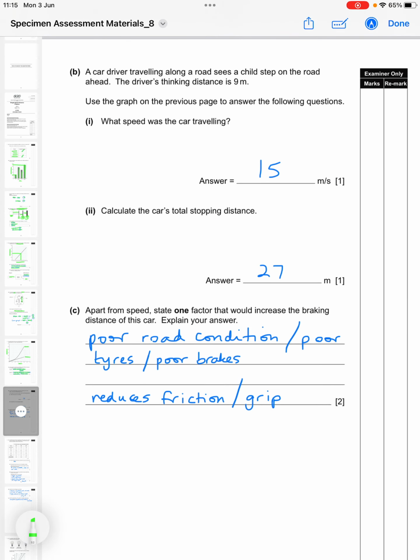Then a car driver travelling along a road sees a child step on the road ahead. The driver's thinking distance is 9 metres. Use the graph on the previous page to answer the following questions. So what speed was the car travelling?